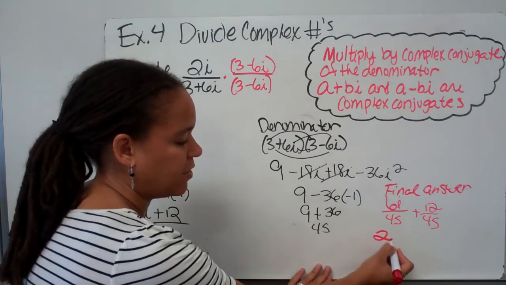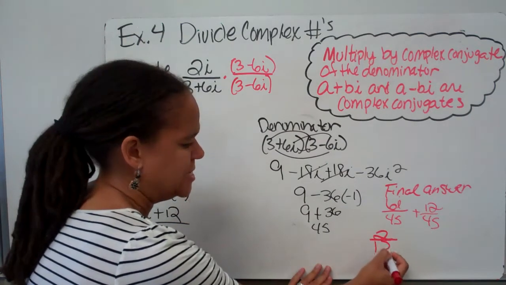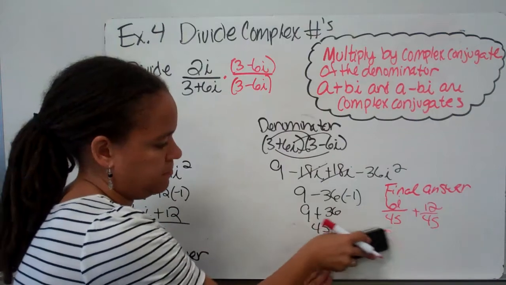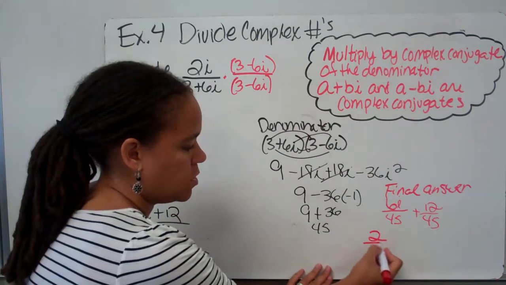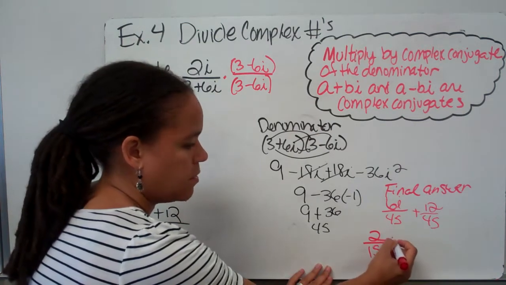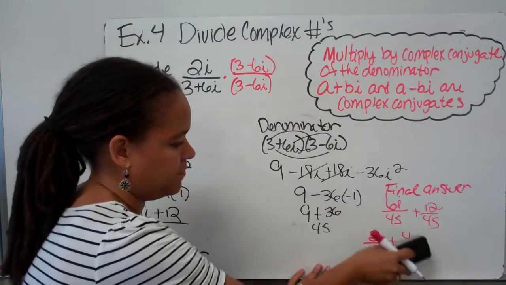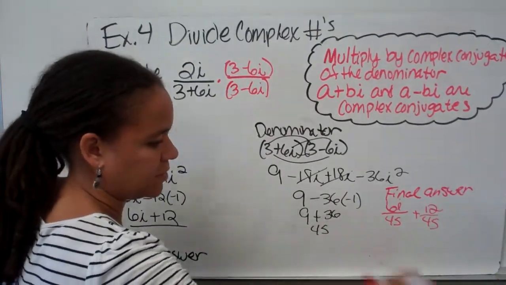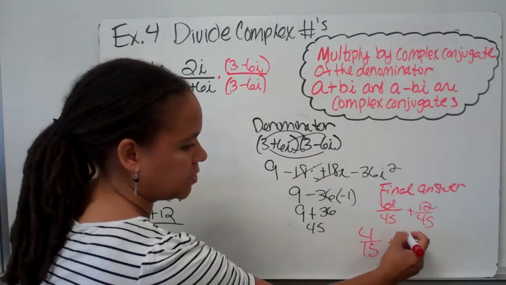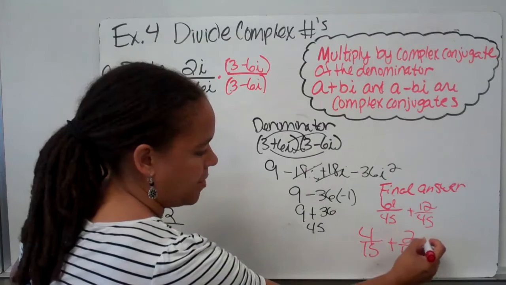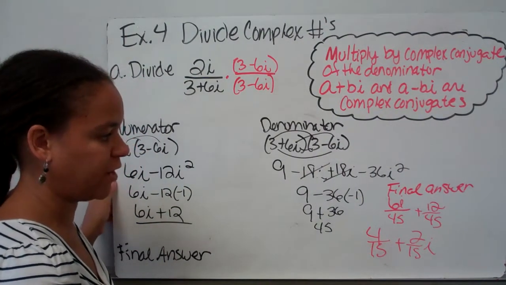So if I were to write my final answer, I would write 2 over 15. Oh, that doesn't look right. Excuse me, let me get it right. 4 over 15, I want a first, plus 2 over 15i. That's how I want a plus bi. So I just simplified my fractions.